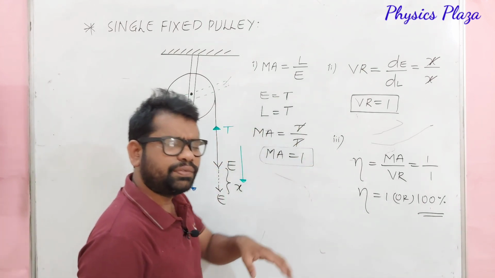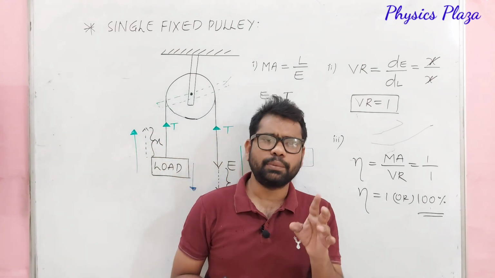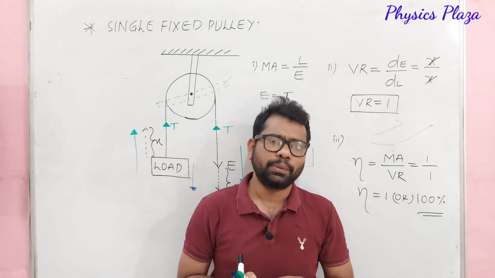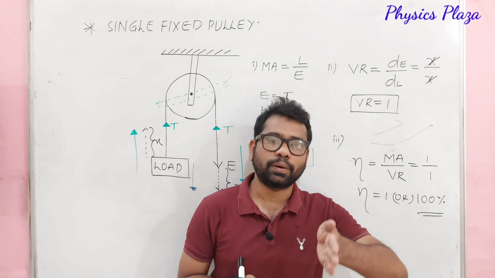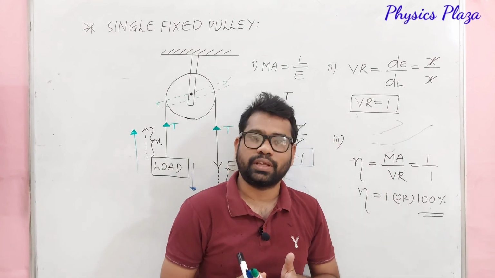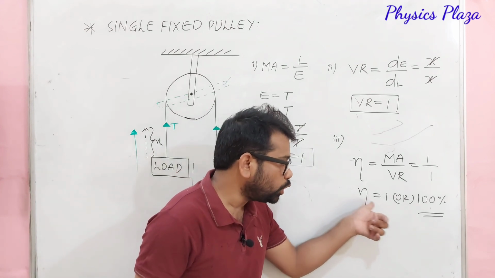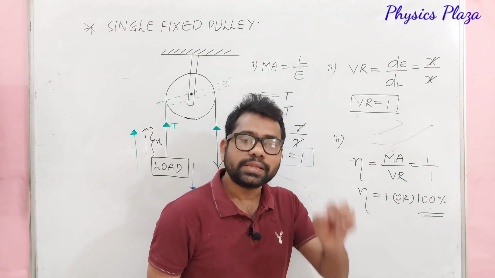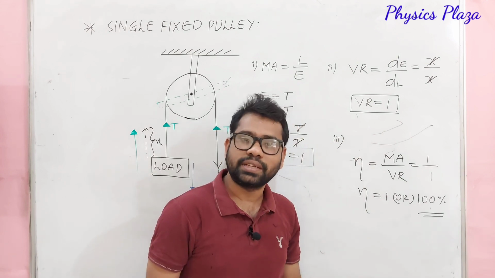And dear children, the efficiency of an actual machine or practical machine can never be 100%. It is always less than 100%, because friction will always be present. To overcome the friction, some amount of energy must be spent. But here, why did we get efficiency equal to 1, or 100%? Because it is an ideal case.